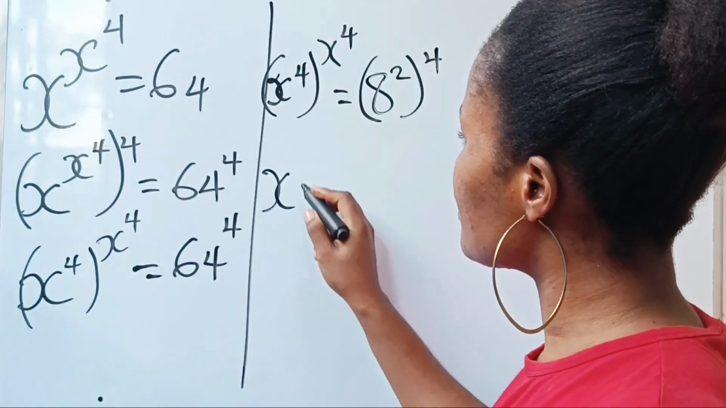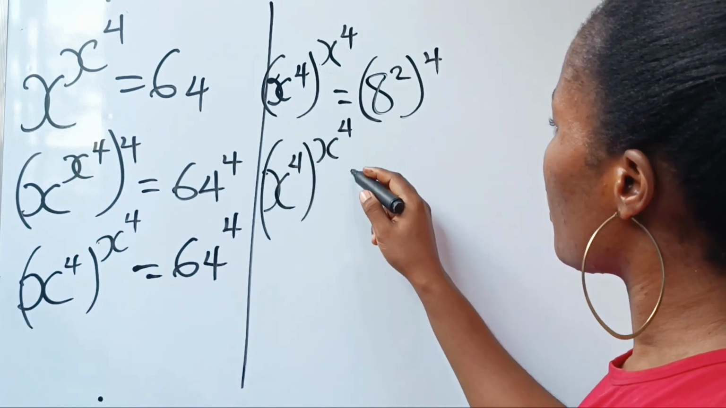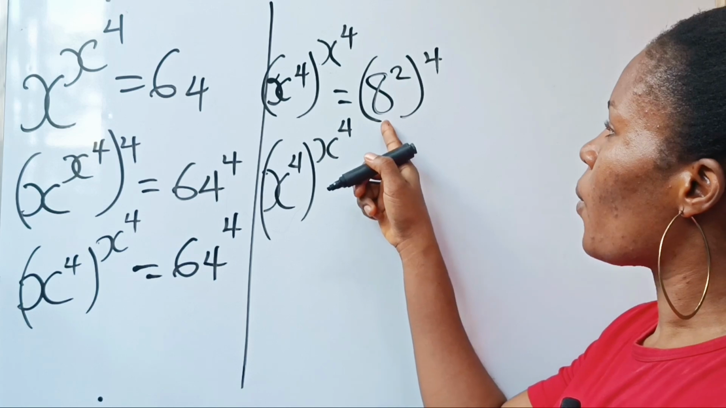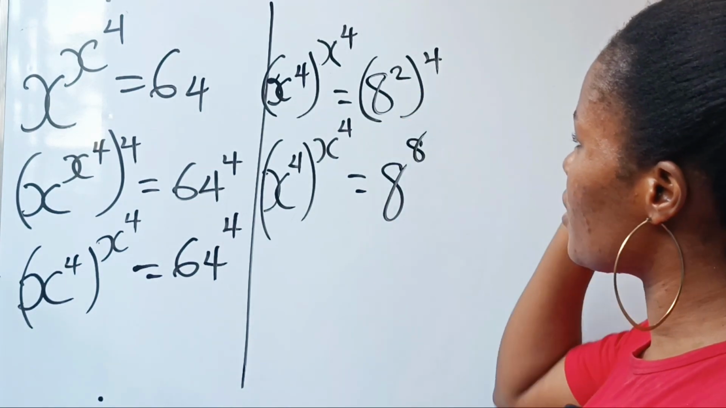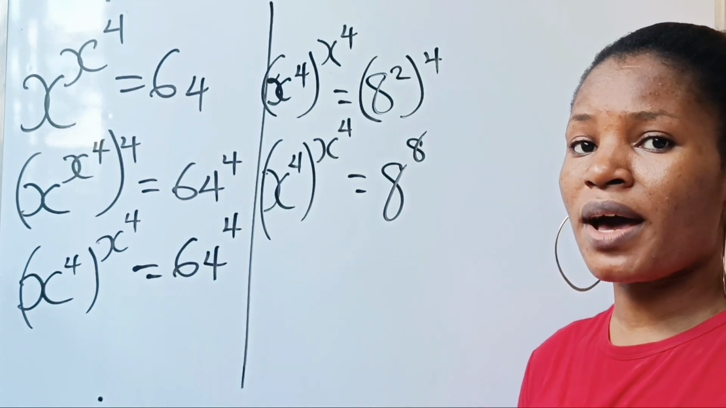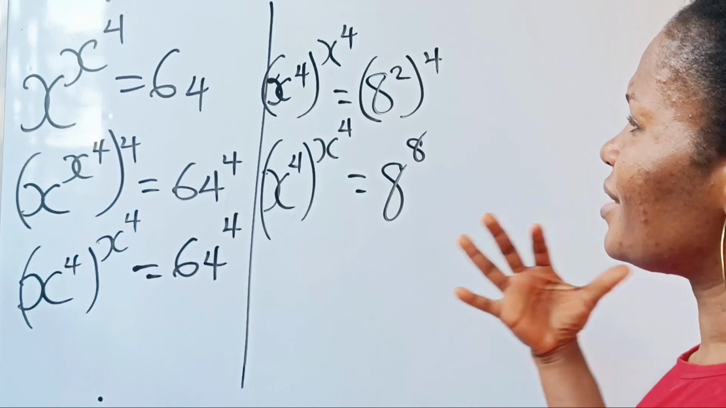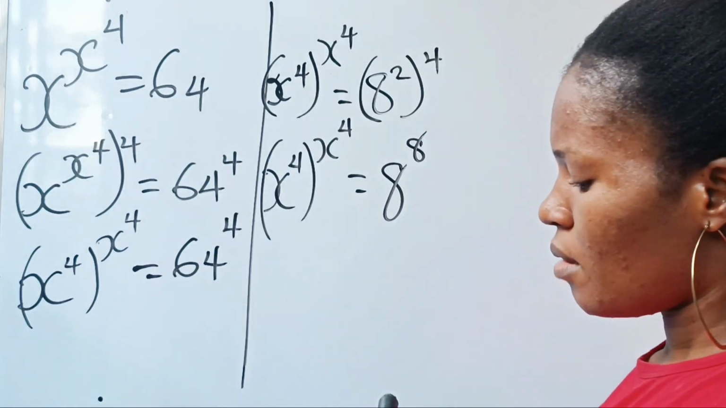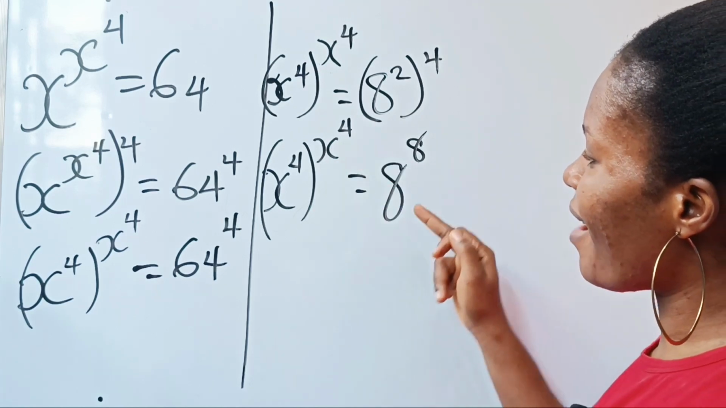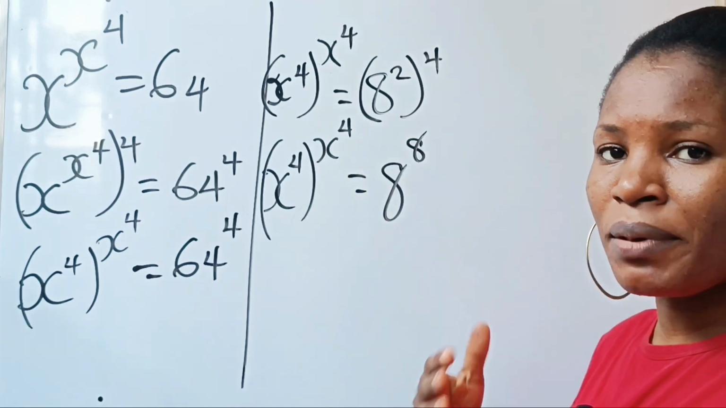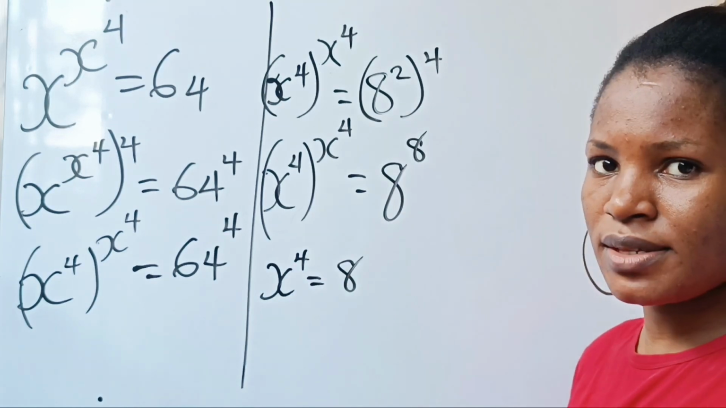So now we have x to the power of 4 raised to the power of x to the power of 4 is equal to, now we have 8, we have 2 powers, so we can actually multiply the powers together. So it's going to be 2 multiplied by 4, which will give us 8. You can see what we have here, right? This is simply amazing because by comparison, we have 8 to the power of 4 to the power of 8 to the power of 4, and we have 8 to the power of 8. So this simply means that x to the power of 4 is equal to 8, right?